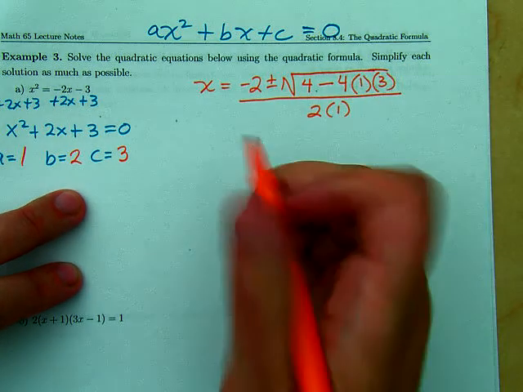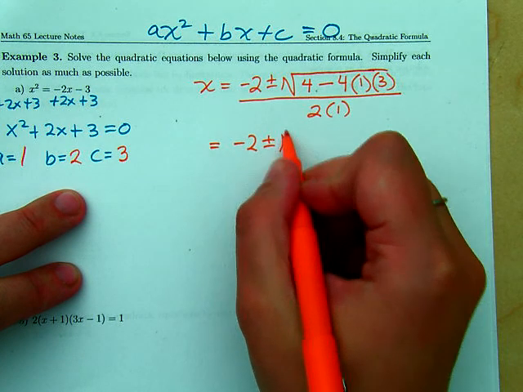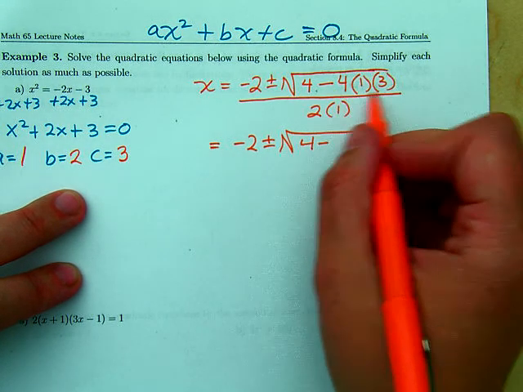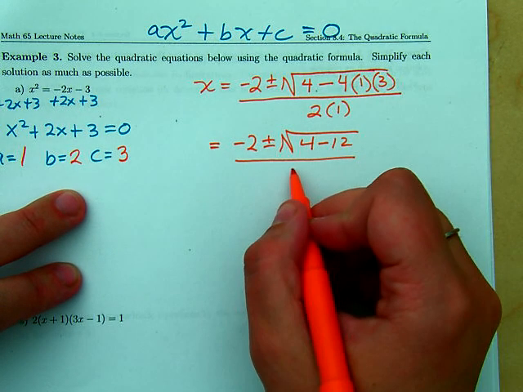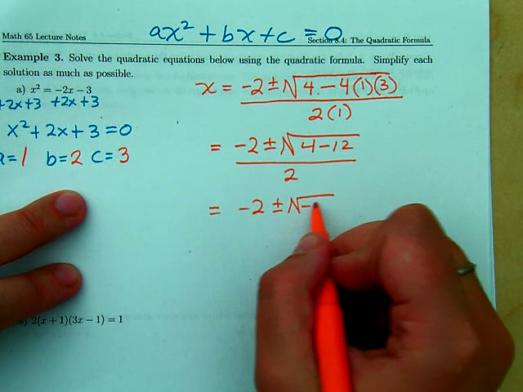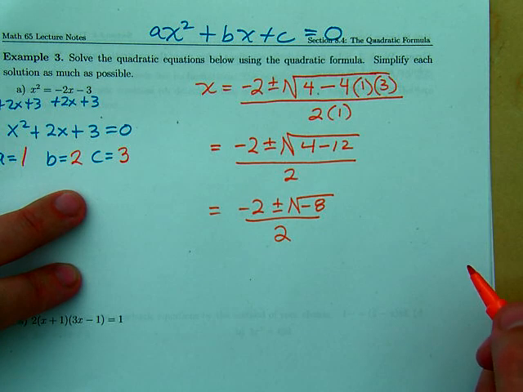Okay? So we continue on simplifying. Negative 2 plus or minus the square root 4 minus 12 over 2 equals negative 2 plus or minus the square root of negative 8 over 2, correct? Did I do that right?